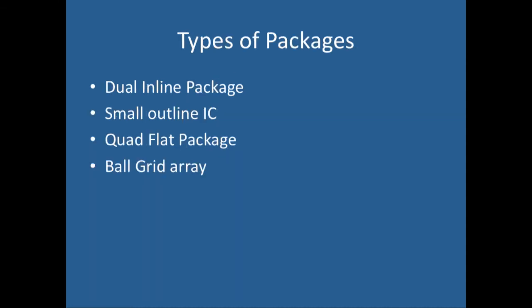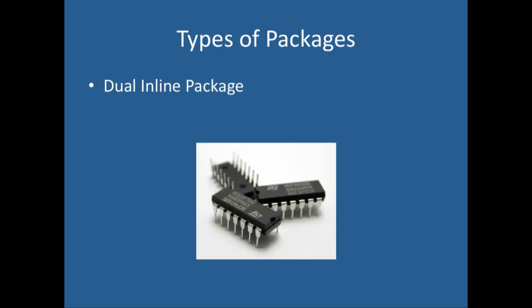There are 4 types of packages I will be discussing in this video. They're the dual inline packages, or DIPs, small outline integrated circuits, quad flat packages, and the ball grid array package. Dual inline packages were the first type of microcontrollers implemented. As you can see in the picture, they're used in through-hole type PCBs. You'll recall using these types of chips in the breadboard labs from earlier in the semester.